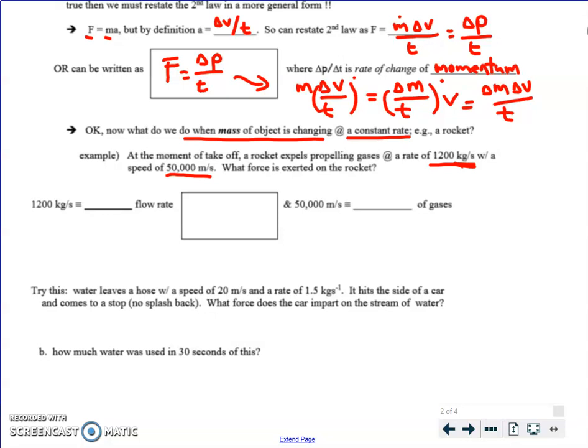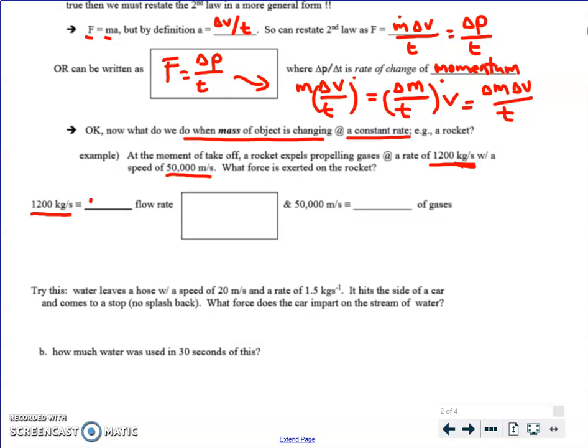So to understand what force is exerted on a rocket, we've got to understand what force is exerted on the expelled gas, for which we're going to use the rate of change of momentum. And this is why it's a more powerful idea. So first of all, we've got to understand this 1,200 kilograms per second. Well, if you look at the units, kilograms is mass, seconds is time. So this is the rate at which mass is flowing out.